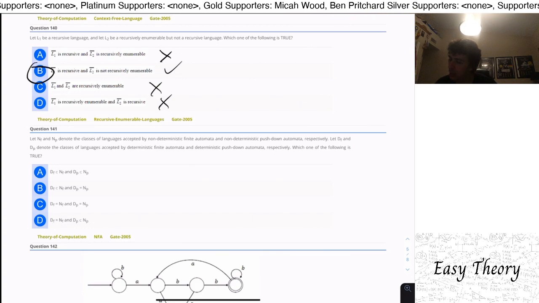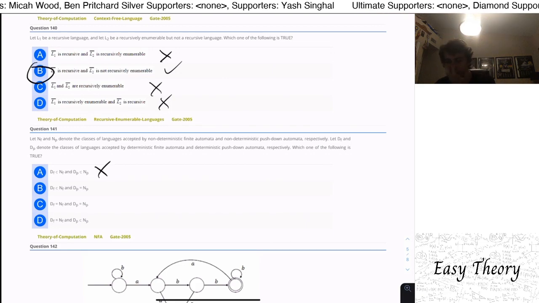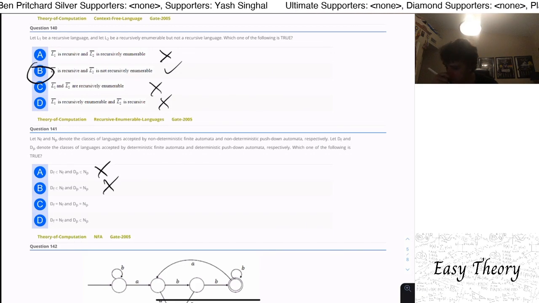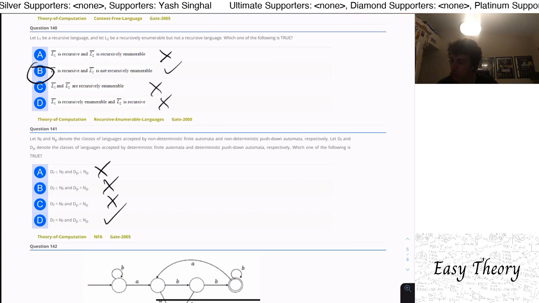So we're looking at languages between NFAs and PDAs versus DFAs and DPDAs. That's an interesting idea. DFA a subset of NFA, nope. A strict subset, I mean. So these two are not true. And this one's true, this one's not true, because DPDAs are not the same thing as non-deterministic PDAs. So the last one's true.